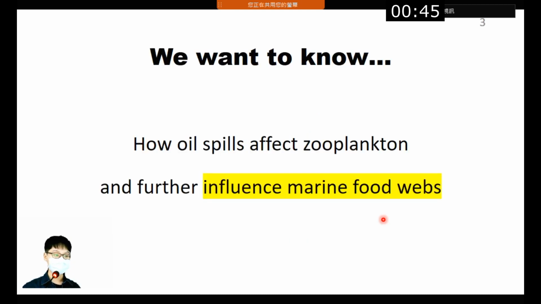Now, the purpose of this study is we want to know how oil spills affect zooplankton and further influence the marine food webs.